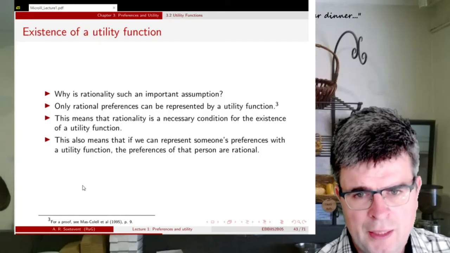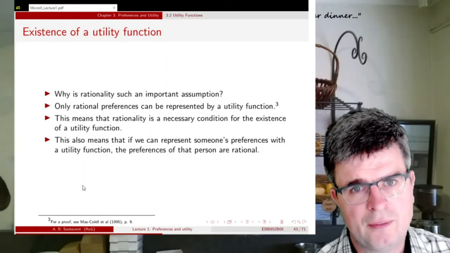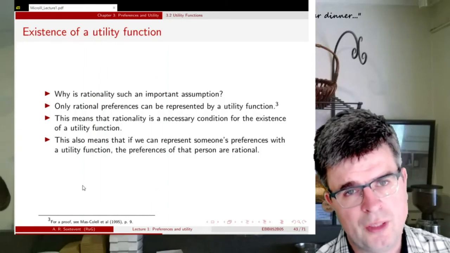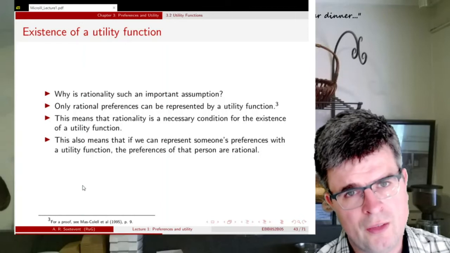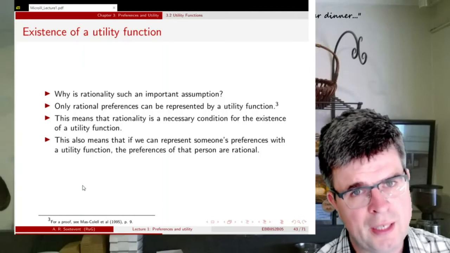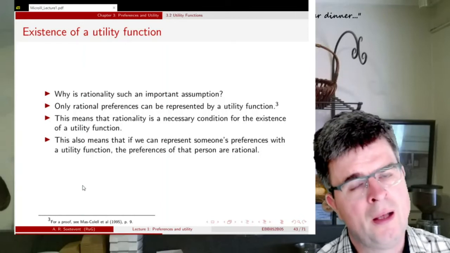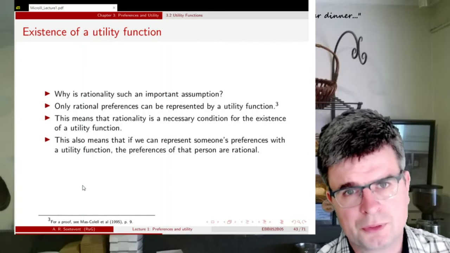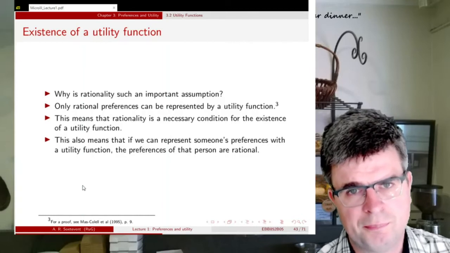And it also means that if we can represent someone's preferences with a utility function, so if the utility function gives the same ranking as the underlying preferences, then the preferences of that person must be rational preferences.